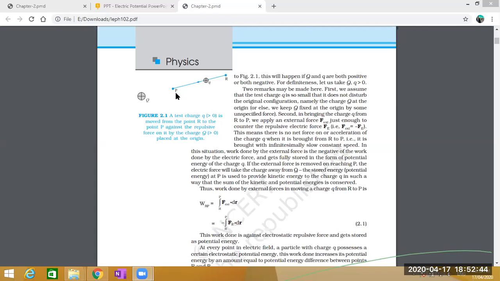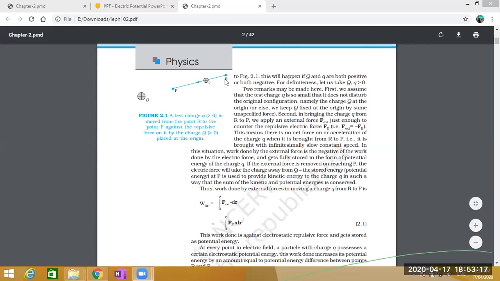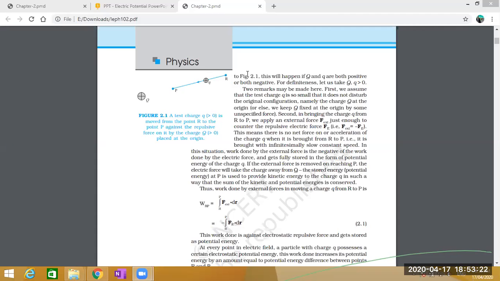If you take it at point P, its potential will be higher because it is closer to the source charge, because the source charge will repel with a stronger force. So the external agent has to apply a stronger force to overcome this repulsive force. So much more work will be done at point P in comparison to point R, because point R is away from the source charge. So here there will be less repulsive force, so less work has to be done by the external agent.